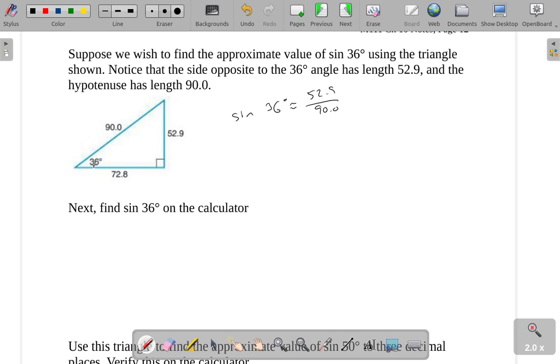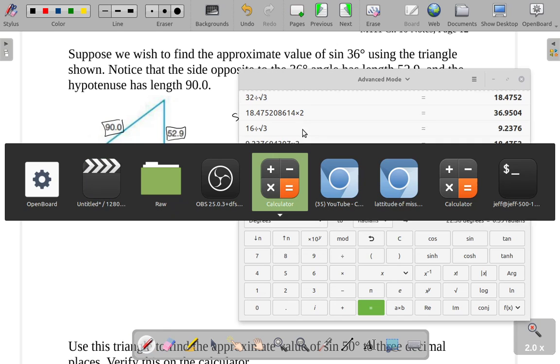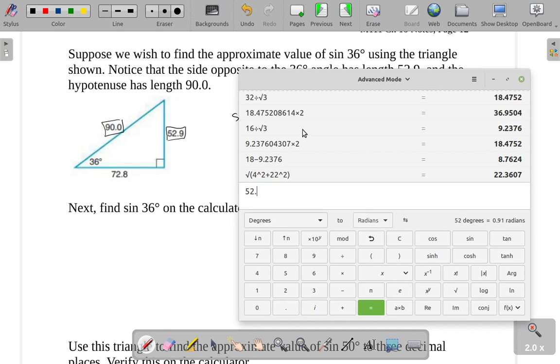Whenever we're talking about the sine, it's always the side that's opposite our angle divided by the hypotenuse. So the sine of 36 degrees, according to this calculation, 52.9 divided by 90 is, well, each of those are to 3 significant digits, so I'm going to round this to 3 significant digits, and I'm going to call it 0.588.